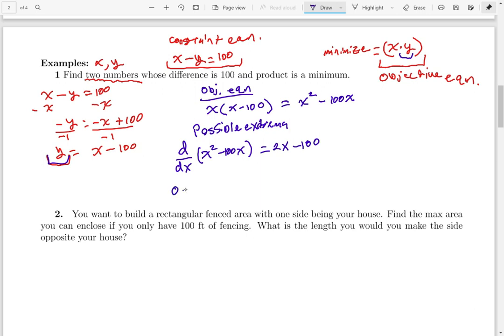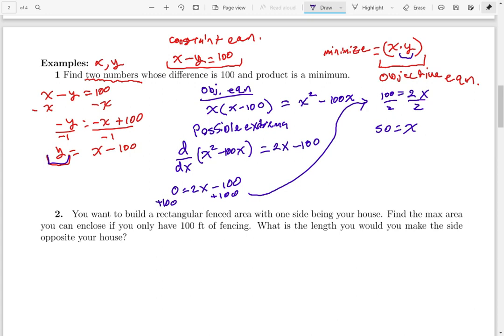And so that's going to be 0 is equal to 2x minus 100. Add 100 to both sides. I then get that 100 is equal to 2 times x, divide by 2. I get that 50 is equal to x. So my possible extrema is at 50.